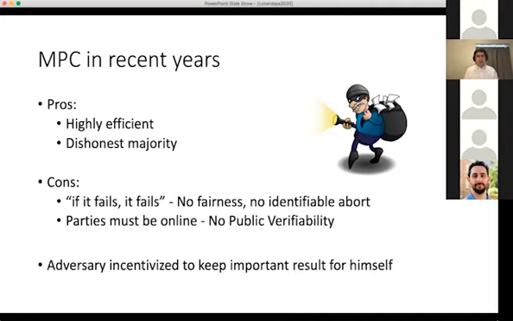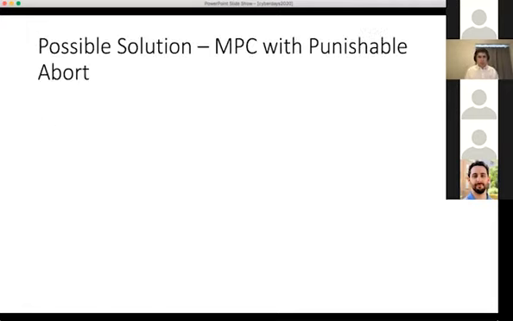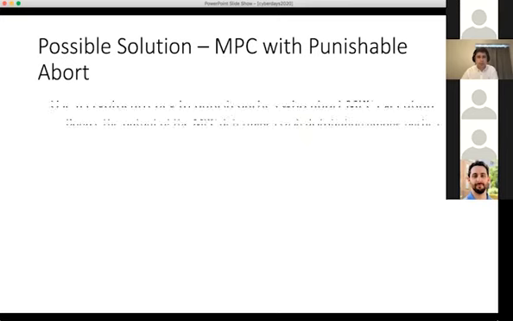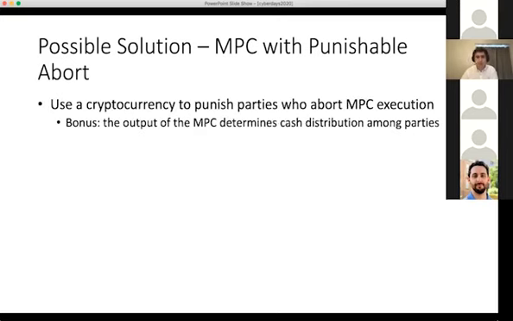So we have this big gap in MPC research that existed a few years ago. And a possible solution was proposed where you actually punish a party who causes a protocol to abort. And that's what we're going to be exploring. The idea of this solution is to use a cryptocurrency itself to punish a user who causes the MPC execution to abort. And as a bonus, we get the fact that the output of this privacy-preserving computation can be used to determine distribution of financial assets.